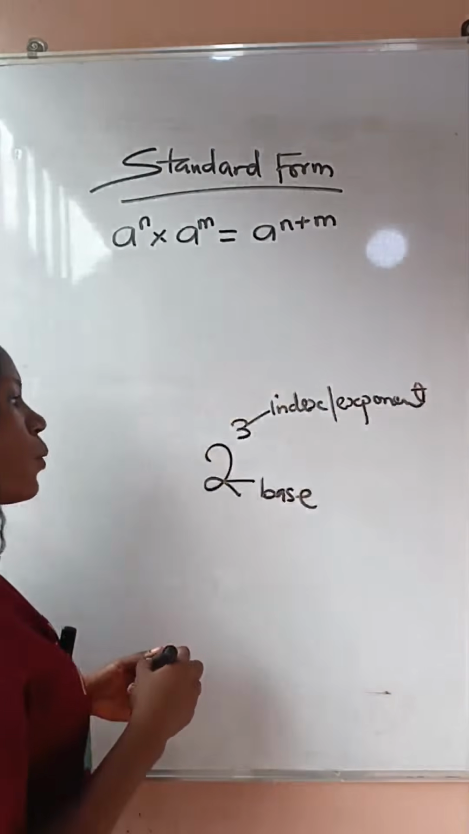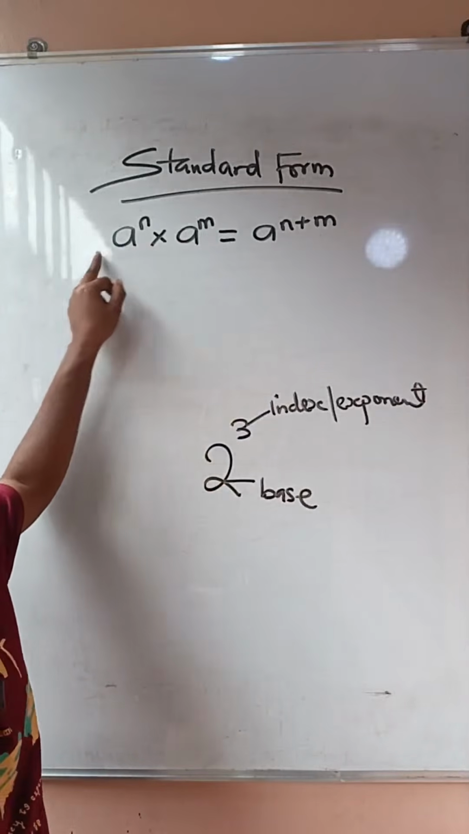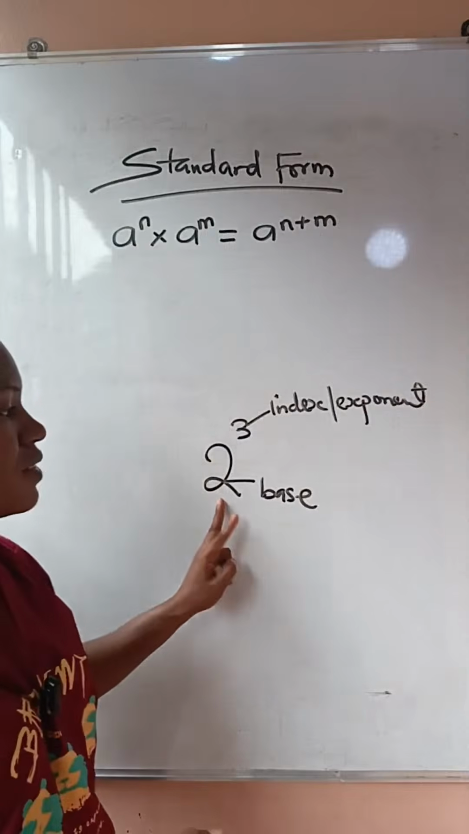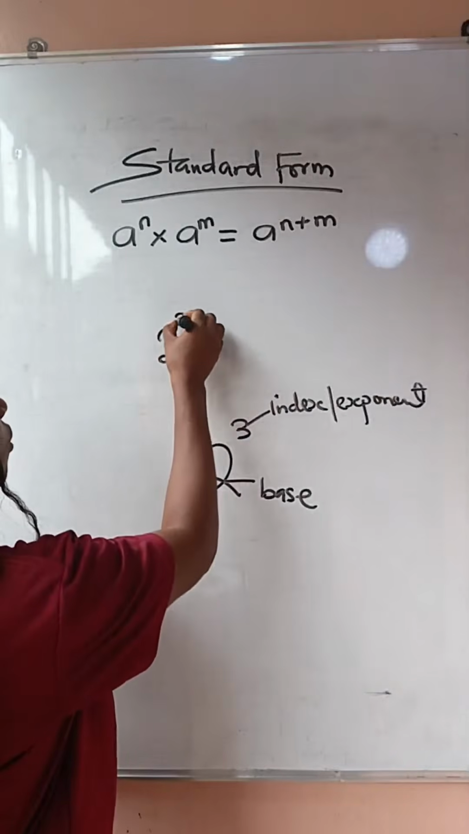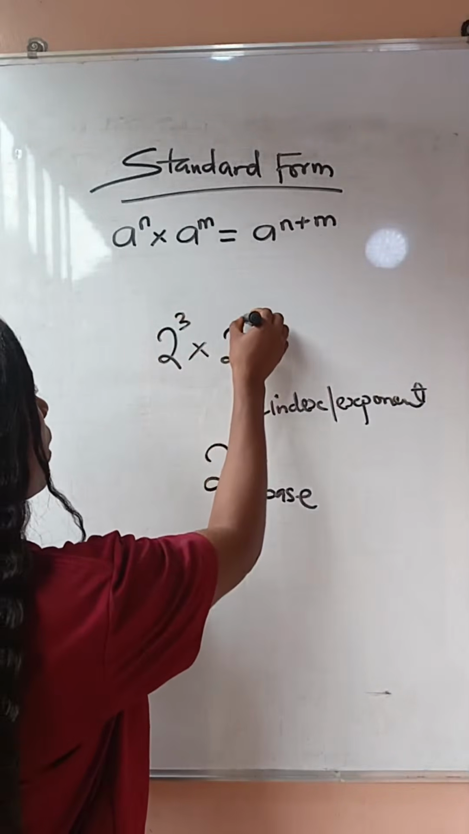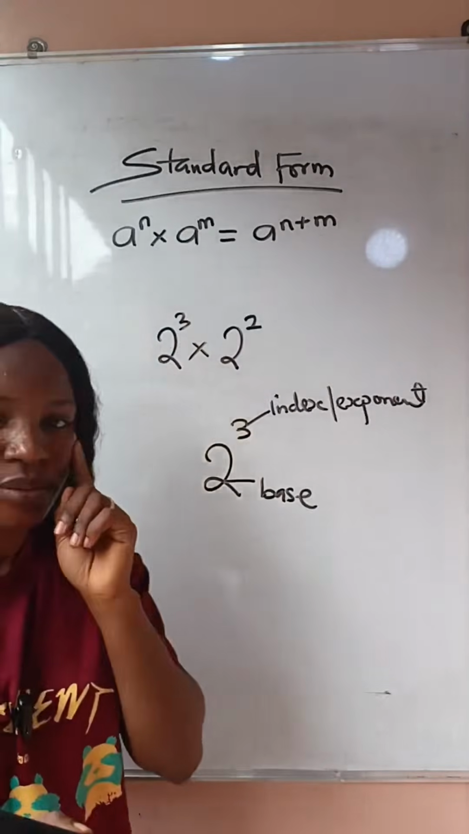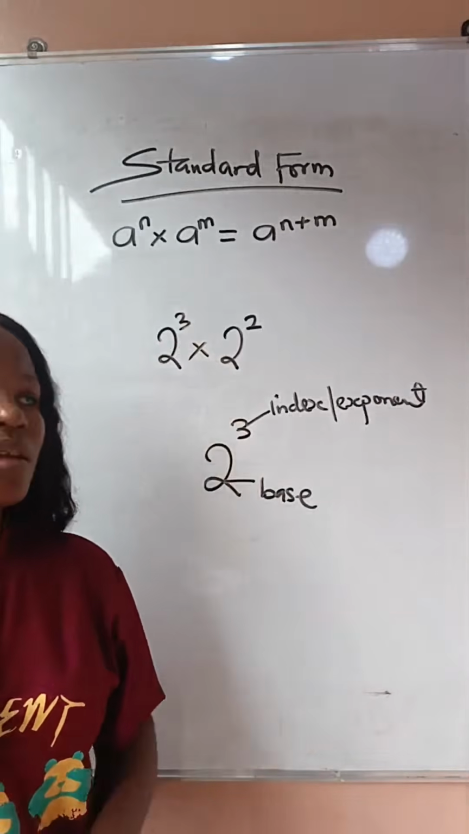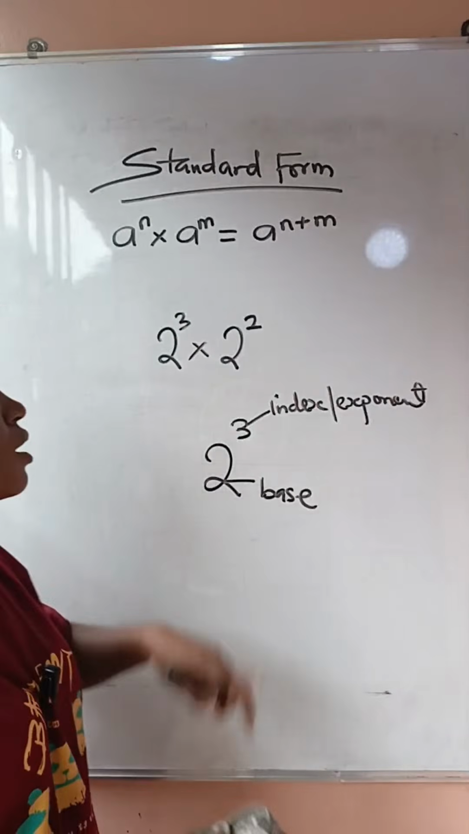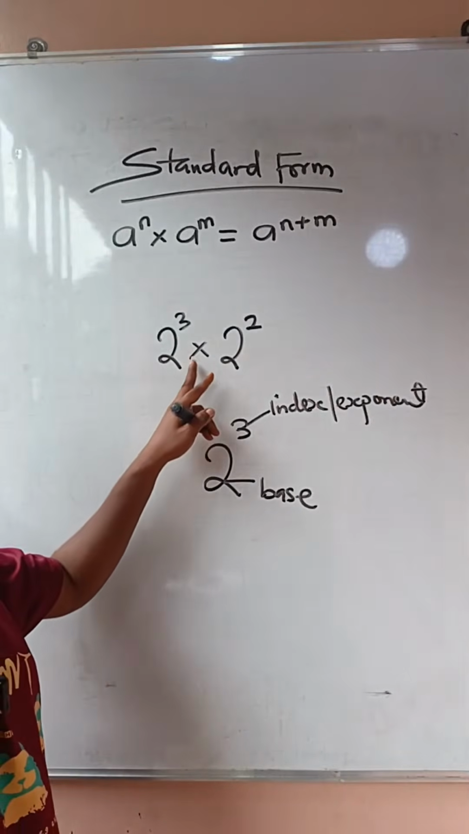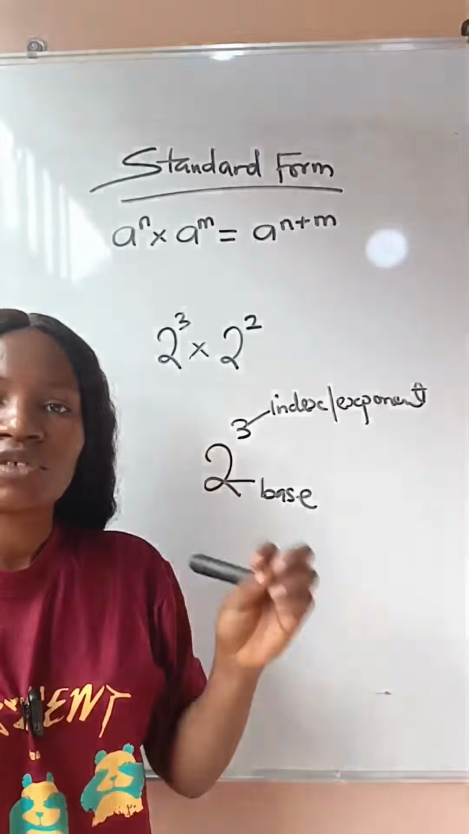Okay. Now, you can see that the bases are equal. We have the same base here and here. So when you have two numbers that share the same base, for example, 2 to the power of 3 times 2 to the power of 2, you can see that they share the same base and they are multiplying each other. That is what this law is saying. So number one, they must share the same base. Then number two, it must be multiplication, not addition, not subtraction, not division.